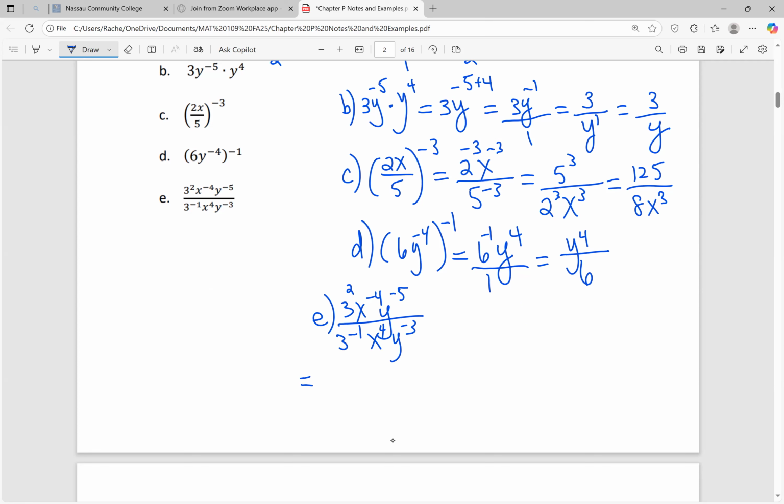So let's start with the 3, right? So I have 3 to the, now remember, we have to subtract the exponent. So this is going to be a 2 minus, but be careful, we're subtracting a negative 1. So it's 2 minus a negative 1. Now times x to the negative 4 minus a positive 4, and then times y to the negative 5 minus, now be careful again, we're subtracting a negative number. That's really why I'm using the parentheses, to distinguish the negative sign from the subtraction sign.